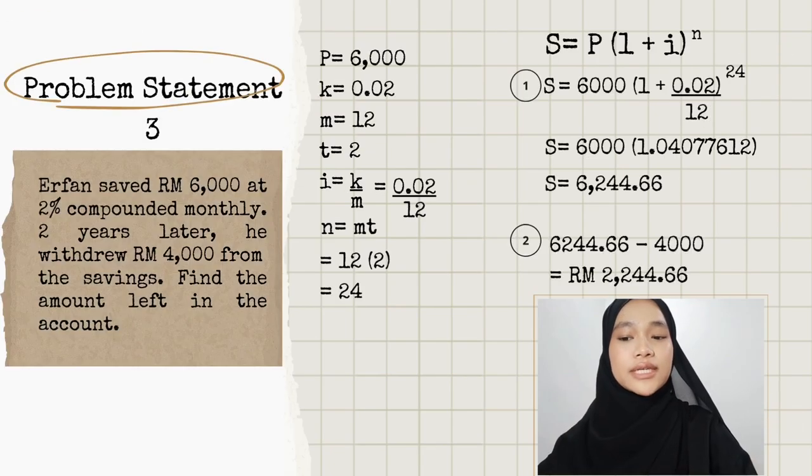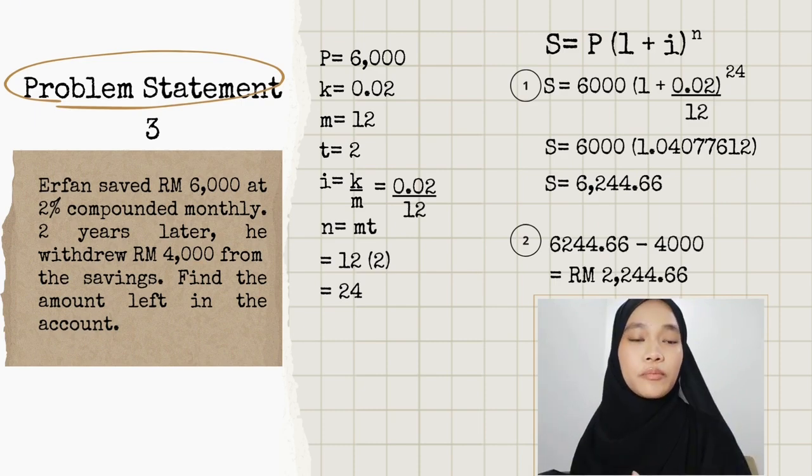Problem statement 3. Irfan saved RM6,000 at 2% compounded monthly. 2 years later, he withdrew RM4,000 from the savings left in the account. The info for problem statement 3: P is 6,000, K is 0.02, M is 12, T is 2, I is 0.02 over 12, and N is 24.